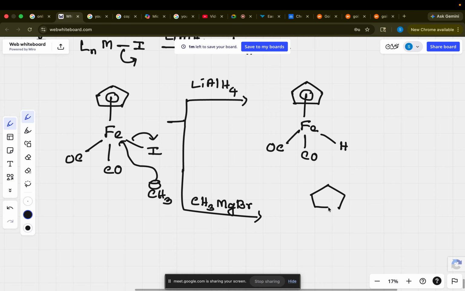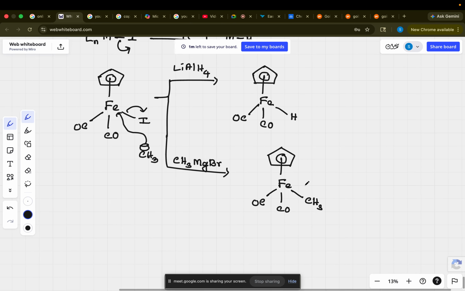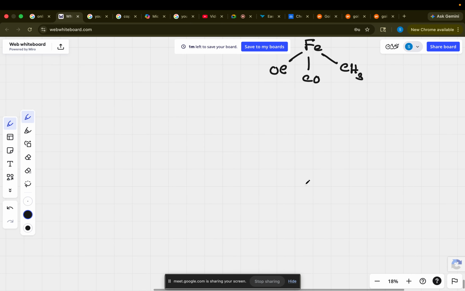You also have this cyclopentadienyl ring. Here you have the iron center. You have two carbonyls, and CH3 is attached here. Okay, that's all clear. Fine.